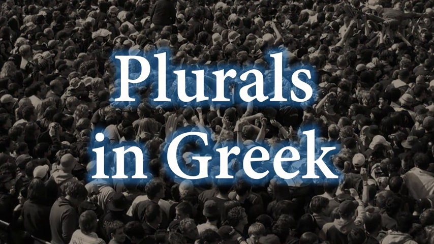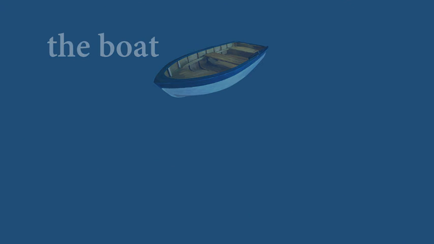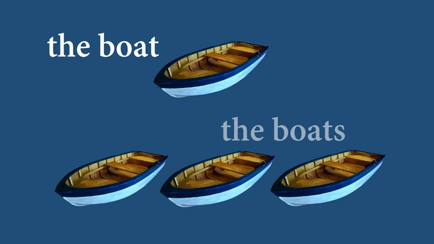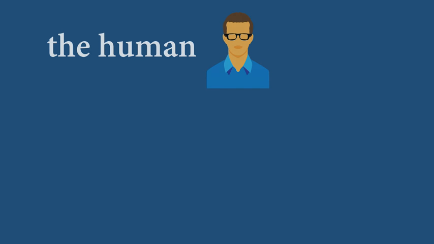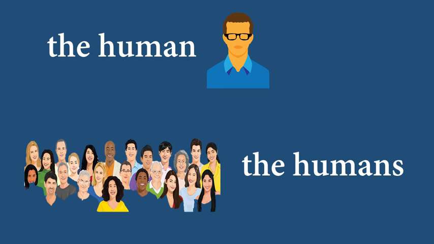Plurals in Greek. How do you make a plural in Greek? Well, in English, it's pretty simple, right? I mean, there's some complexity to it, but basically you would say the boat, and the plural would be the boats. Okay, that's a very, very simple way of making a plural in English. Or you could say the human, one human, and then lots of them would become the humans. So what about in Greek? In Greek, it's a little different.